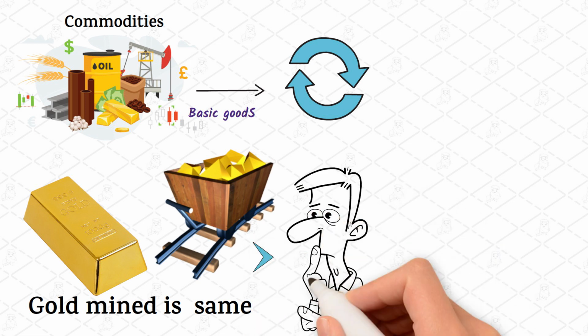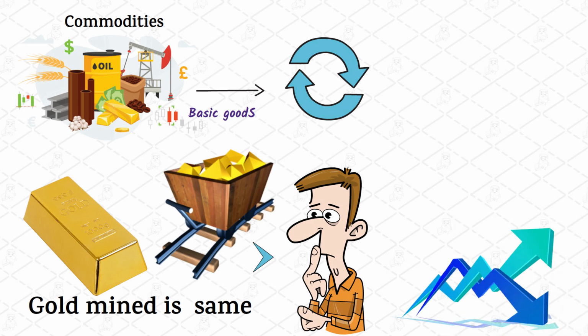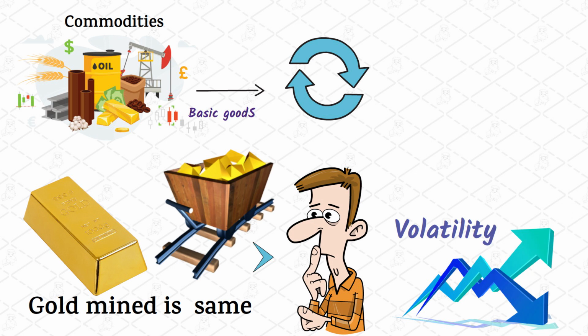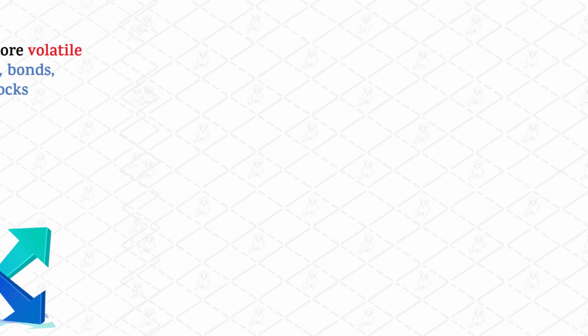Gold may be a confusing example because while it can be volatile in the short term, it has trended upward fairly consistently over time. That said, it is still an example of volatility, and the vast majority of commodities are more volatile than real estate, bonds, and most stocks.